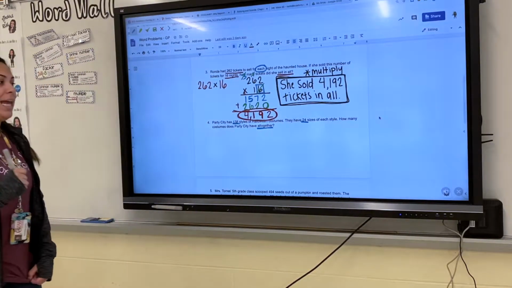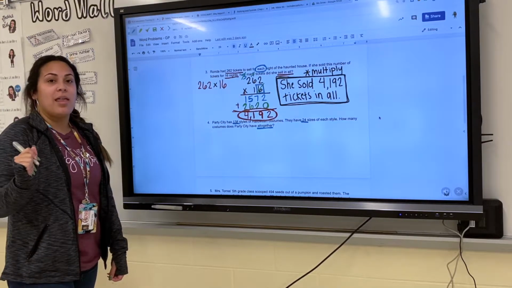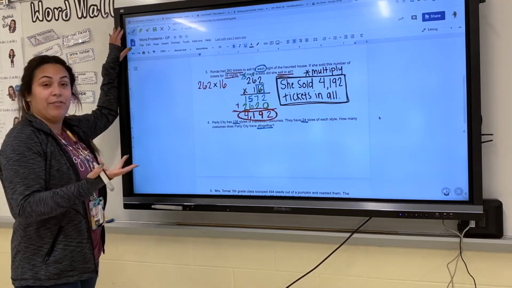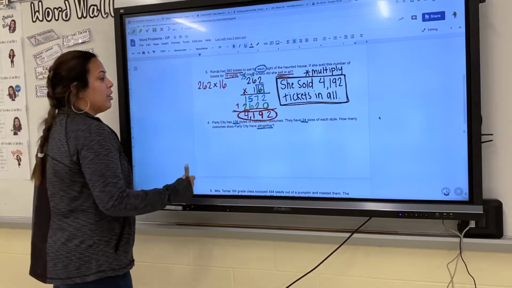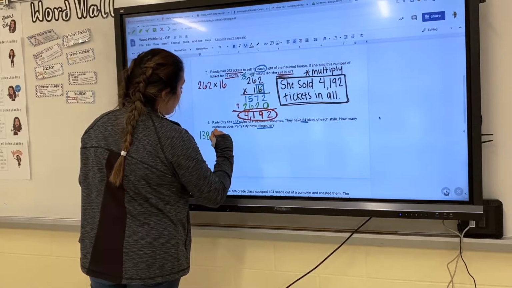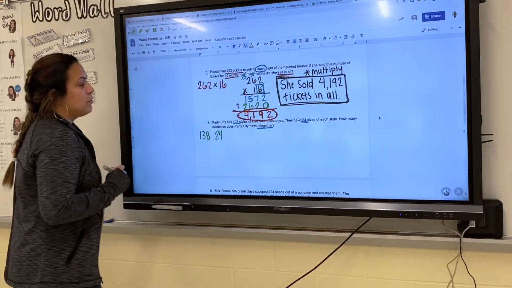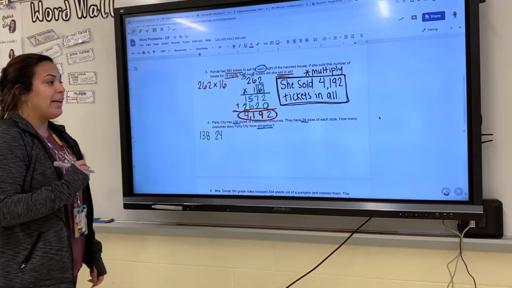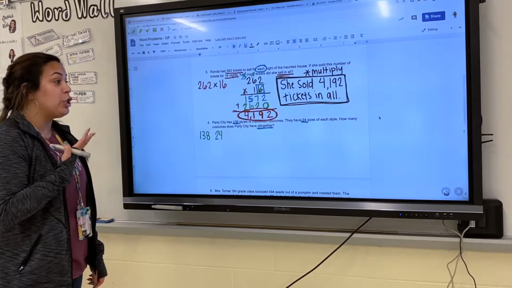So again, I went in and I underlined the numbers that I figured are important, and they are. So we have 138 and 24. And now we need to figure out what type of math we are doing.